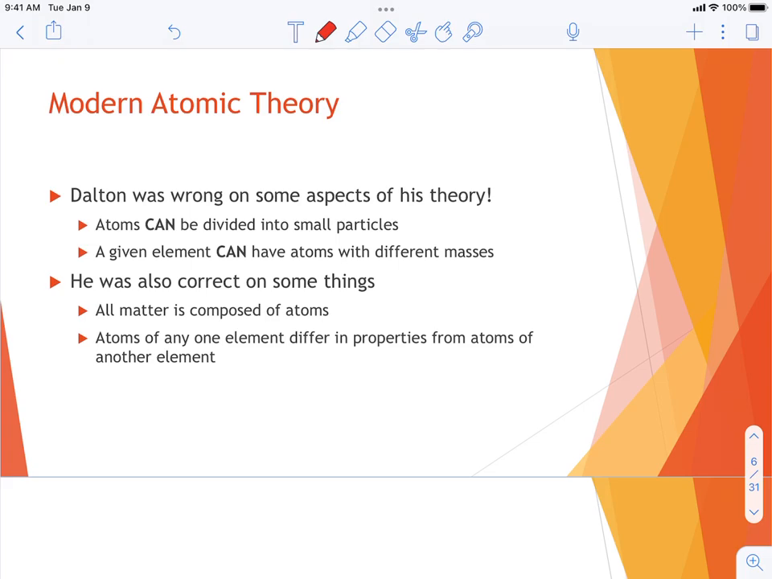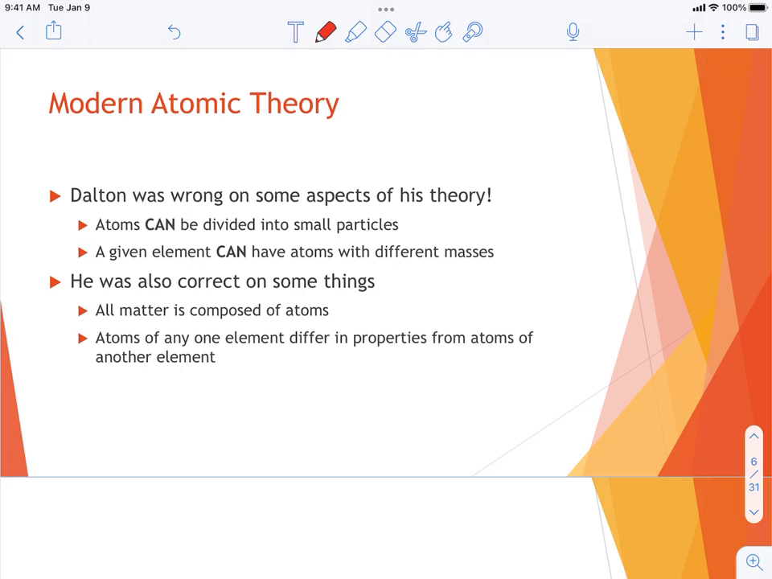So years later, we get to the modern atomic theory, what we know today. He was wrong in saying that you cannot divide an atom or you cannot split an atom. We can do that. That's how we get our atomic bombs. If you split an atom, a lot of nuclear energy is released. So you can divide them.